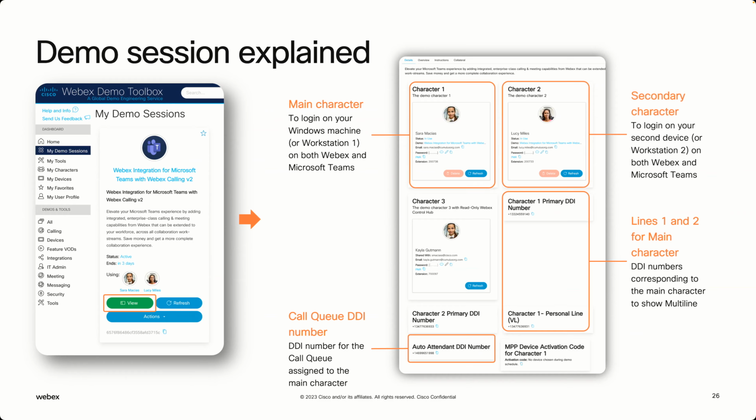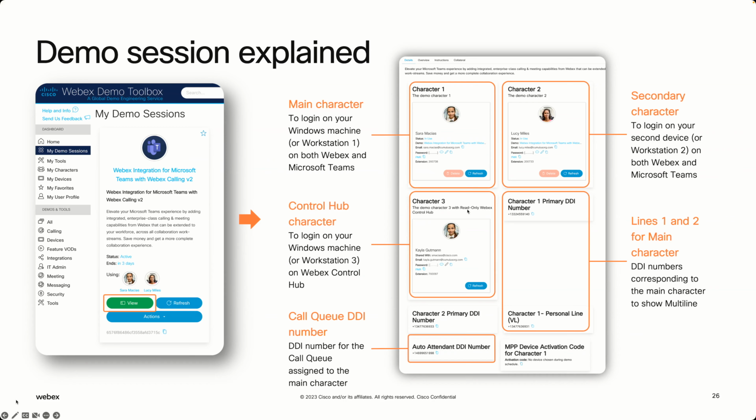Okay. And then you have a third character. We are thinking if we are going to keep it or not. This character would only provide read-only access to Webex Control Hub. Maybe this character will merge with the first one, and we will give Webex Control Hub access to character 1. Not decided yet. As you have seen, I have only selected 2 characters for the demo, and I have 3.